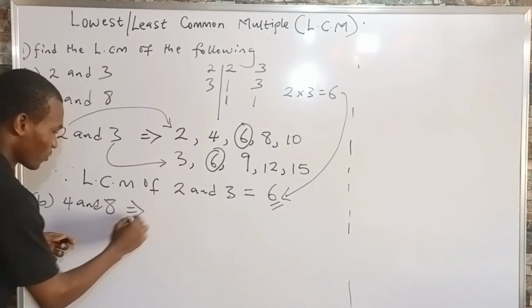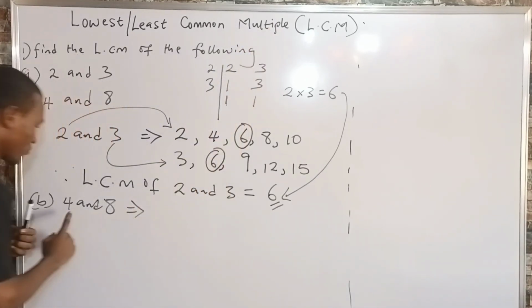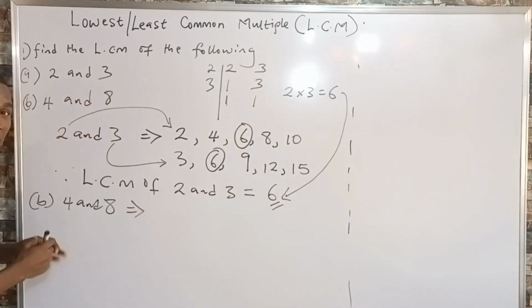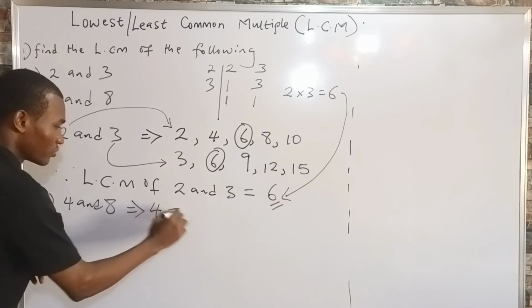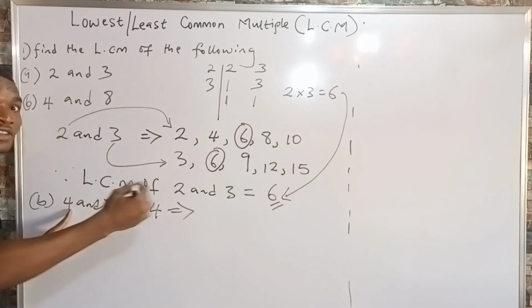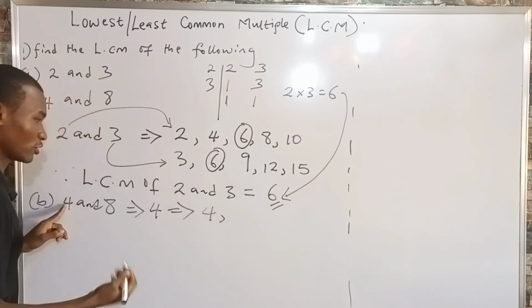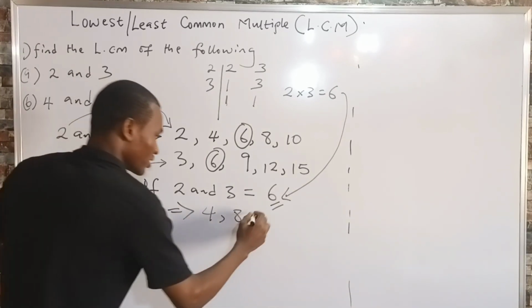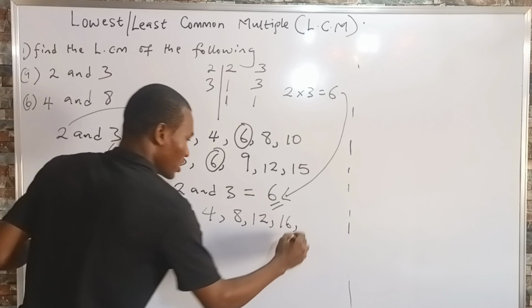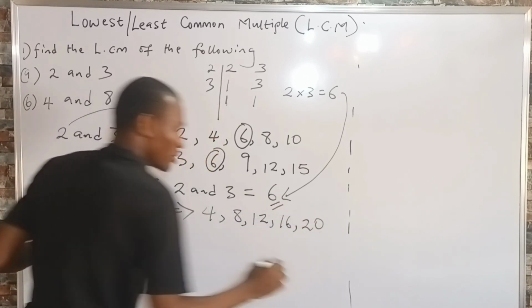Very simple. We must first of all produce the multiples of 4. And how do we produce multiples of 4? It is very simple. To produce the multiples of 4, we simply have to multiply 4 by all the positive integers, 1, 2, 3, 4, and so on. So 4 times 1 is 4. 4 times 2 is 8, 4 times 3 is 12, 4 times 4 is 16, and 4 times 5 is 20. Let me end here for now.